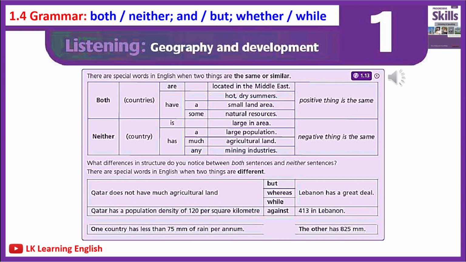Both countries are located in the Middle East. Both countries have hot, dry summers. Both countries have a small land area. Both countries have some natural resources. Neither country is large in area. Neither country has a large population. Neither country has much agricultural land. Neither country has any mining industries.